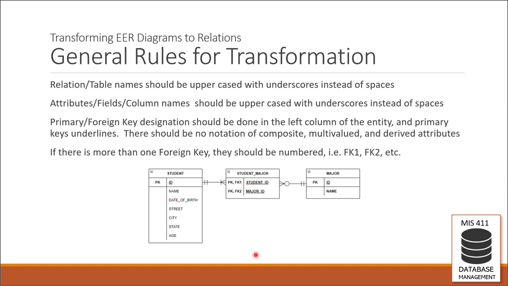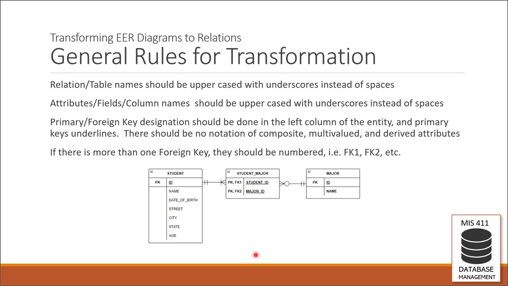Primary and foreign key designations should be done in the left column of the entity or relation, and the primary keys should be underlined. There should be no notation of composite, multi-valued, and derived attributes at this point. So I shouldn't see square brackets, I shouldn't see curly brackets, I shouldn't see parentheses in the attribute names. If there is more than one foreign key, they should be numbered. So we want FK1, FK2.